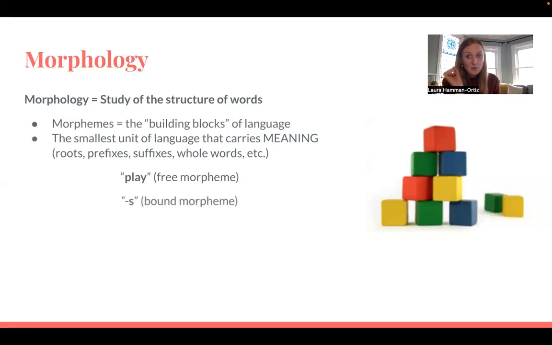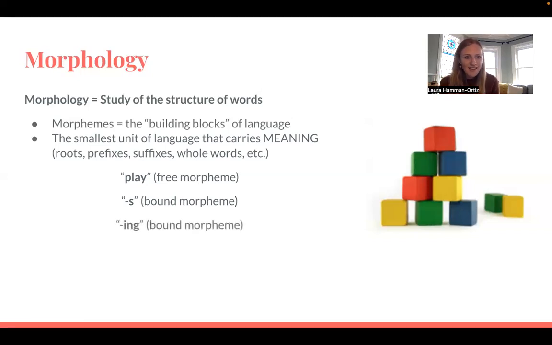The letter S, when we add it to a word, is also a morpheme. It adds meaning to the word play. So play becomes plays, and now it's a different word that carries a different meaning. We would say, I play, he plays. So we've changed the tense of the verb. That S is a bound morpheme. It can't have meaning on its own, but when it's attached to another word, it carries meaning. So the word plays then has two morphemes, play and S. Let's try another one.